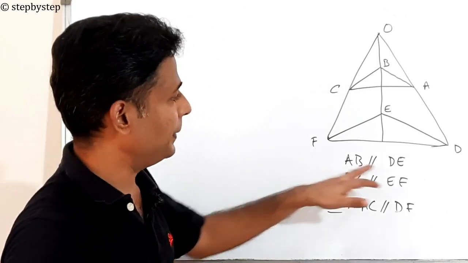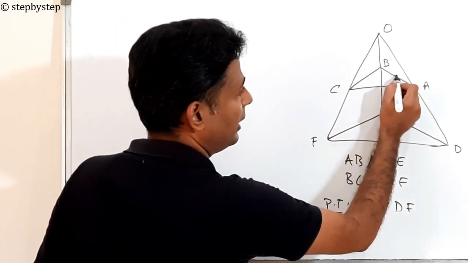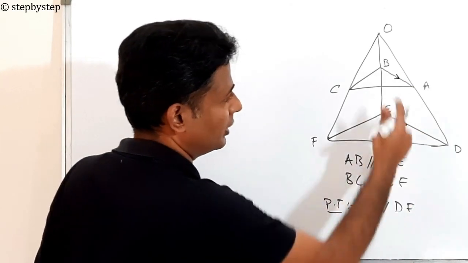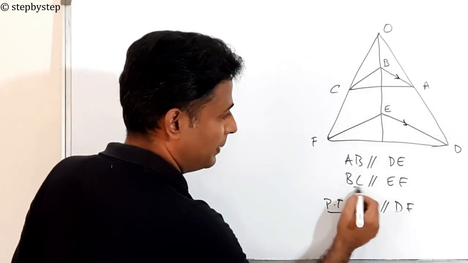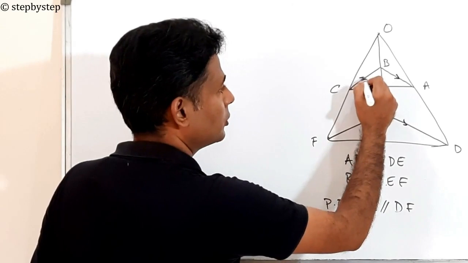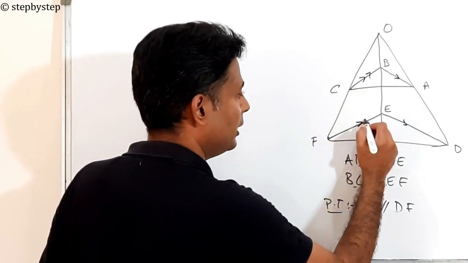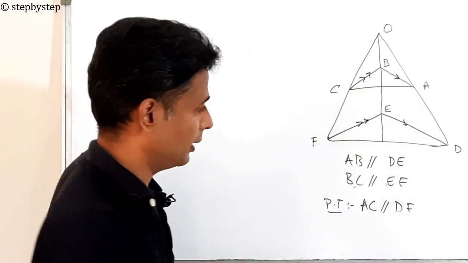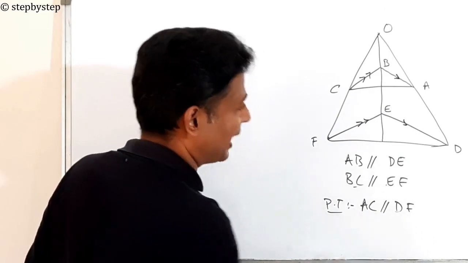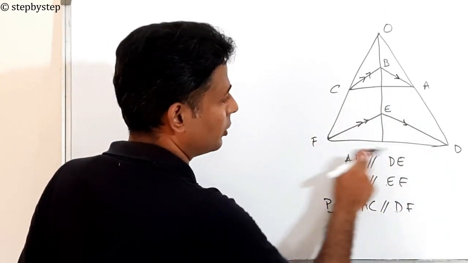Alright. So AB is parallel to DE. This is what they have given. And BC is parallel to EF. This is what they have given. We have to prove AC is parallel to DF. We have to prove that this is parallel to this.